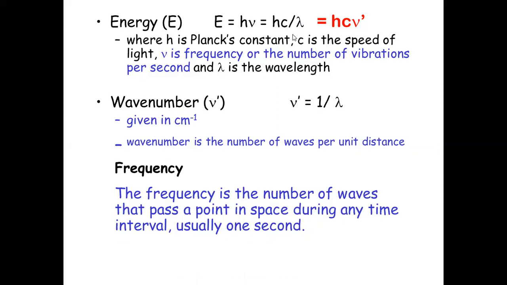So lambda is the wavelength, correct? The distance between two troughs or crests is called the wavelength, while frequency is the number of vibrations per second, and the energy is also equal to hc nu bar. So nu bar is the wave number. It is the number of waves per unit distance. Higher the wave number, higher is the energy of the radiation.